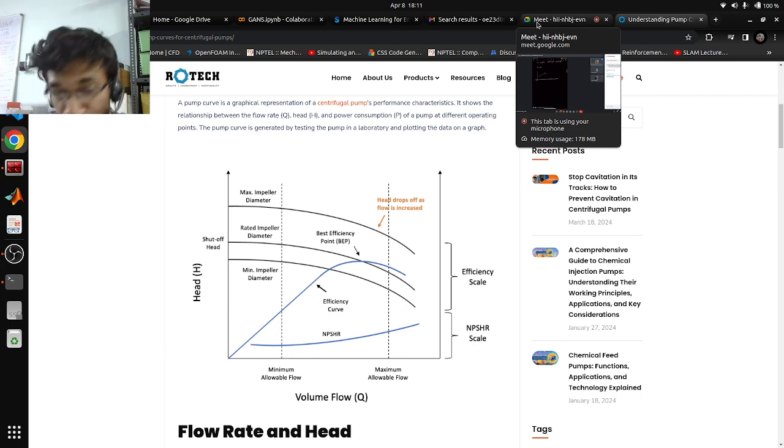Okay, so let's say on the x-axis I have put some volume flow. Let's say you are collecting data for all of these curves, but at specific values of this input. This might be the curve that you are getting for the max impeller diameter, and the min impeller diameter, and some efficiency curve.